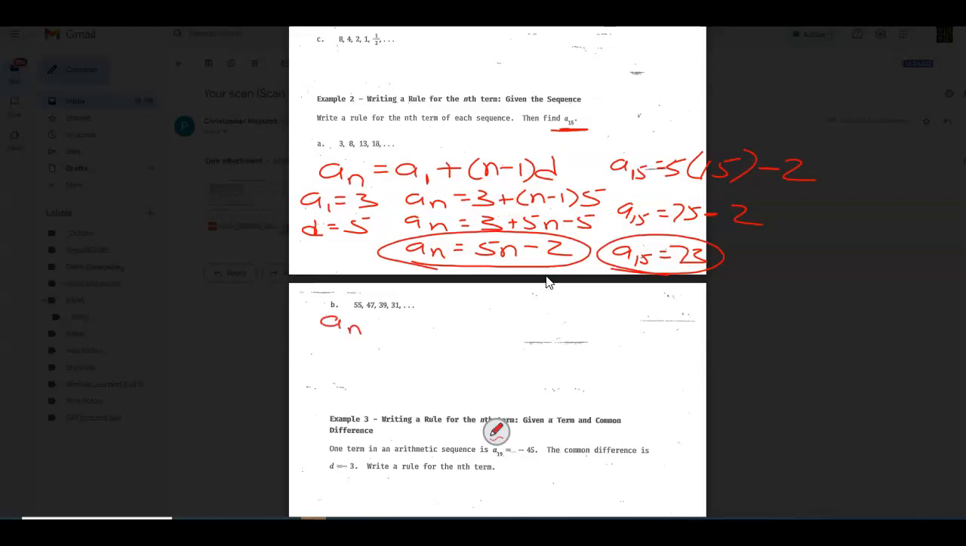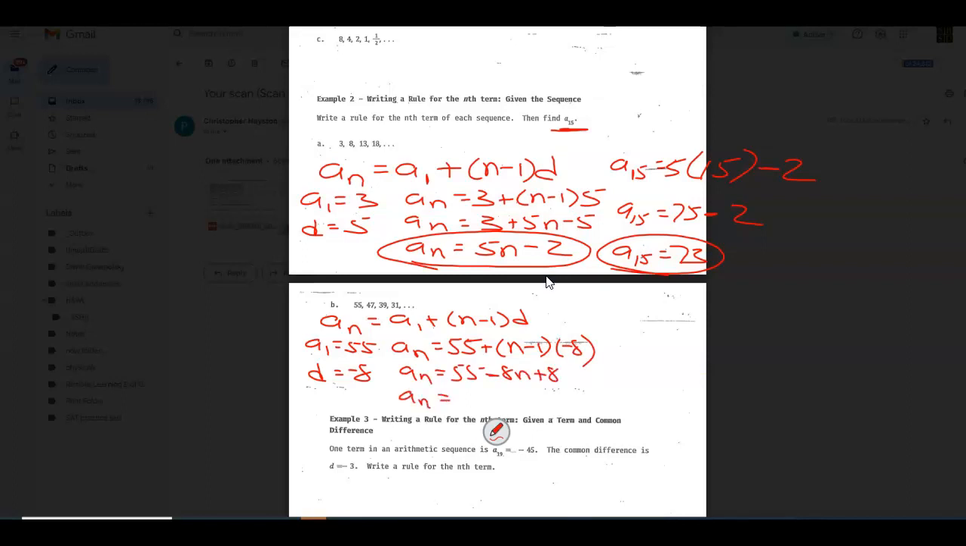I'm always writing a sub n equals a sub 1 plus n minus 1 times d. Always get that original equation down. My a sub 1 is 55, and my d is negative 8. We're going down 8 each time. So a sub n equals 55 plus n minus 1 times negative 8. A sub n is 55 minus 8n plus 8. My a sub n is going to be negative 8n plus 63. I'm combining my like terms.